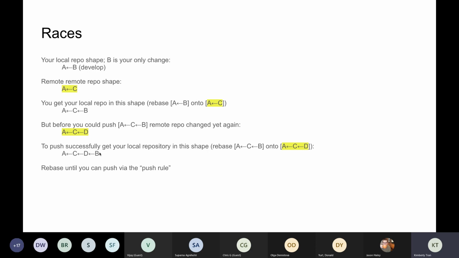So the basic strategy here is to just keep on fetching and rebasing until you can actually beat someone else to the punch and push up your changes. And this is much easier done if B is your only change. And so if you are working with Git and you are following the rule of commit early and often, which I always do, right? Because once you commit something, you can always roll back to it.